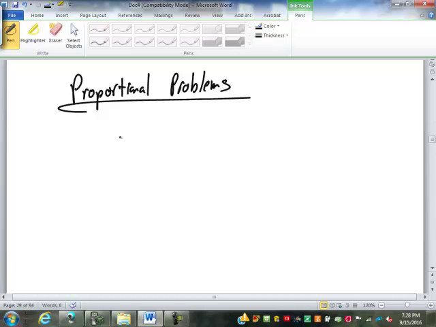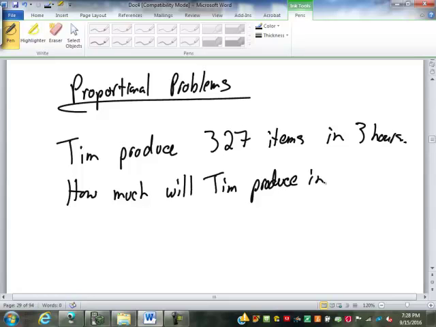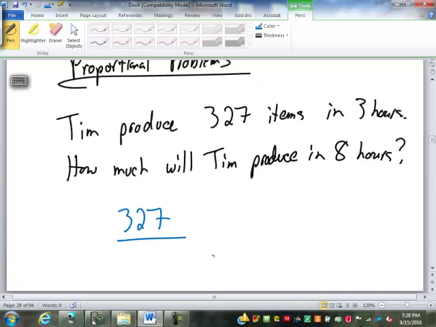But a proportional problem is basically dealing with, if we know something stays constant over time, we can compare different rates. For example, let's say that Tim produces 327 items in 3 hours. Now, assuming this stays constant, how much will Tim produce in 8 hours? We could divide this out, 327 divided by 3, to get how much in a single hour, and then multiply it out. But we don't have to do that. These proportions we've been talking about will solve this for us.